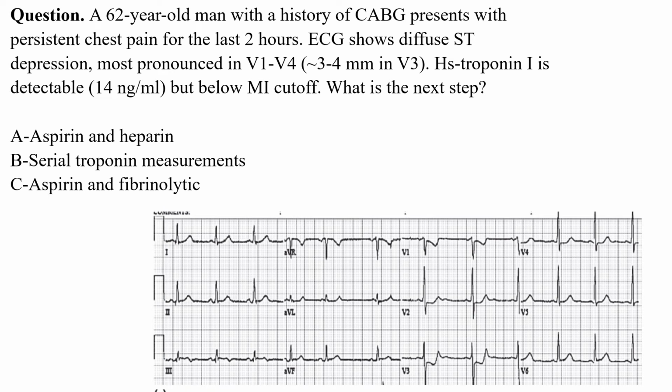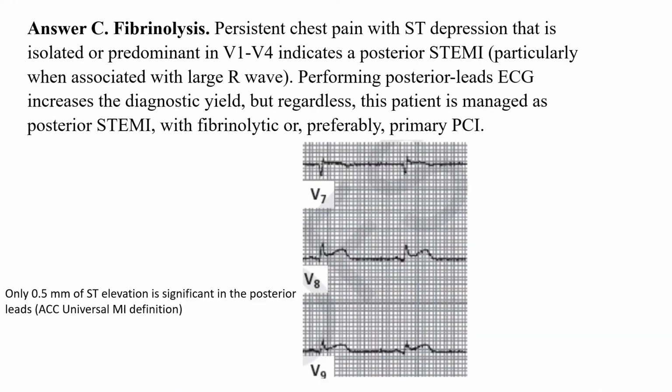Next question. A 62-year-old man with a history of CABG presents with persistent chest pain for the last 2 hours. ECG shows diffuse ST depression, most pronounced in leads V1 through V4, and approximately 3 to 4 millimeters in lead V3. High sensitivity troponin is detectable, but below MI cutoff. What is the next step? A, aspirin and heparin, B, serial troponin measurement, or C, aspirin and fibrinolytics?